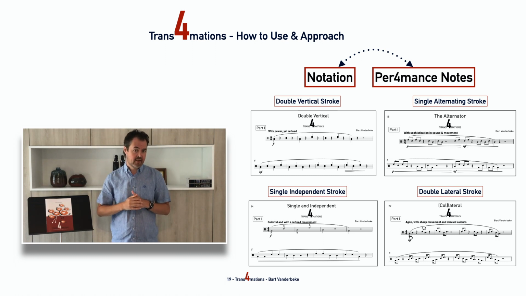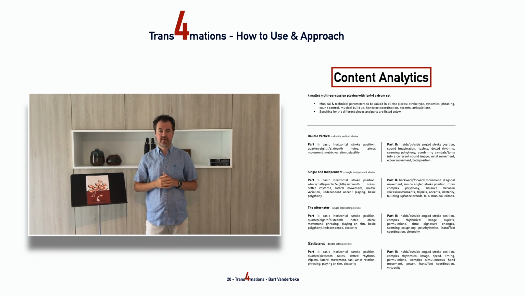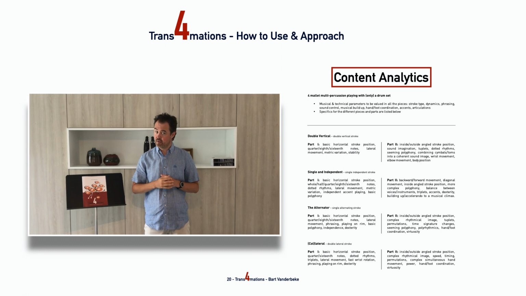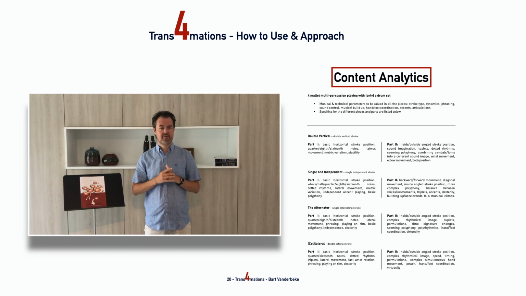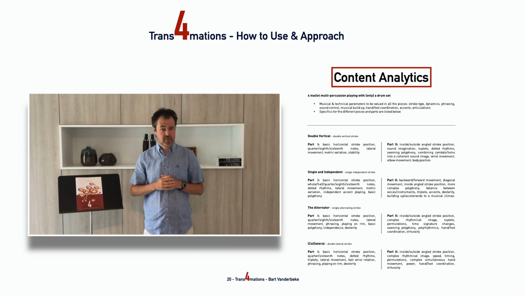The notation visually and substantively supports the technique applied in a certain part or transformation. It shows which hand or mallet to use or to start with. The performer automatically makes the right technical choice and gains insight in the various applications of that technique. This makes the book entirely ready to be used for performing and teaching. In the content analytics, you get a general analysis of all technical and musical parameters which are to be valued in all the pieces. Technical and musical specifics for the different parts and pieces are also clearly listed.